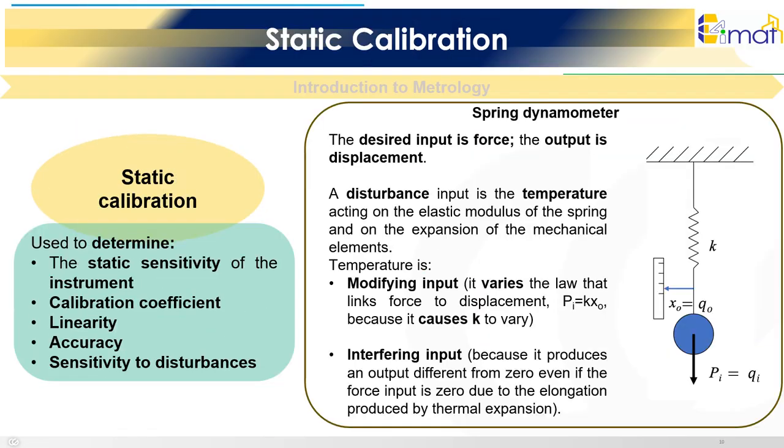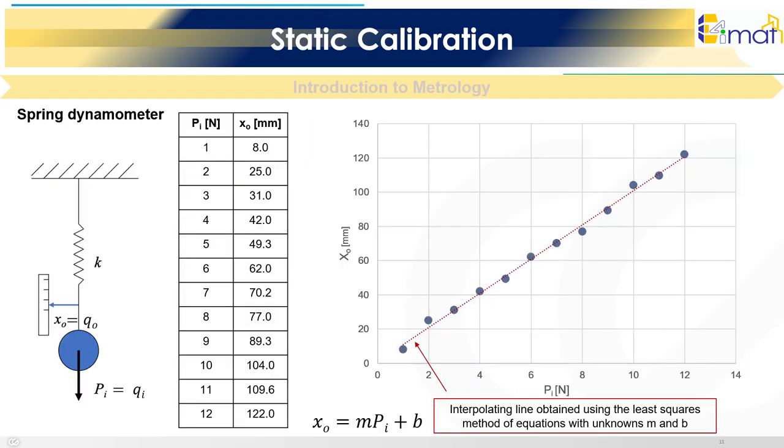The spring dynamometer illustrates how temperature can act as both a modifying and interfering input. Variations in temperature change the spring constant, modifying the input-output relation, and cause thermal expansion, producing output even with zero applied force. The calibration curve is often obtained using least squares interpolation to determine the linear coefficients and associated uncertainties, including sensitivity drift and zero drift.